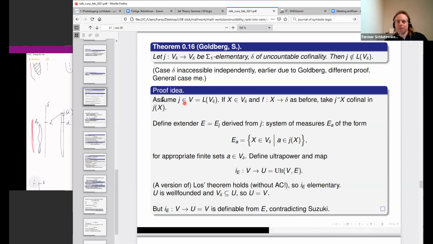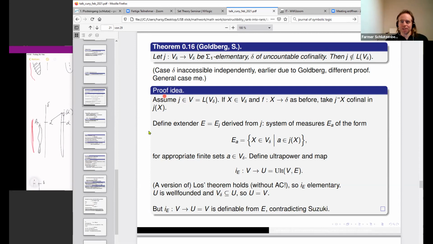The plan here is we want to extend J to be a fully elementary map from L of V delta into L of V delta that fixes delta. So in order to do that, it would have to be elementary from V delta into itself in the first place. Otherwise, there's no possibility.